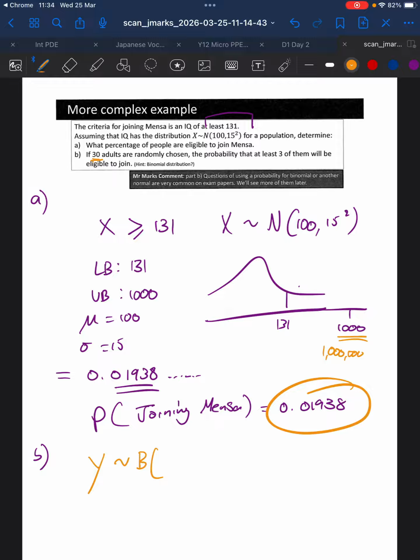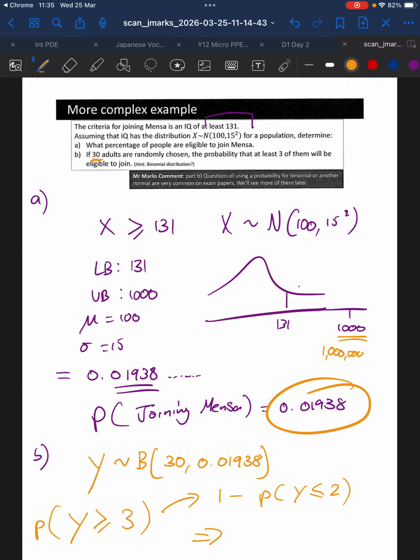N and P are the values I need. So 30, so there's 30 people who could join. And the probability of joining Mensa is actually this number that I just found out before. So this is the correct distribution to use for part B. And then I'm trying to find out that at least 3. So this is the probability that I'm interested in. And depending on your calculator, if you have a non-graphical one, you will need to do this calculation. Or if you have a graphical calculator, you may be able to find this out straight away. This should give you a value of 0.02001. So that's my 4 significant figures.